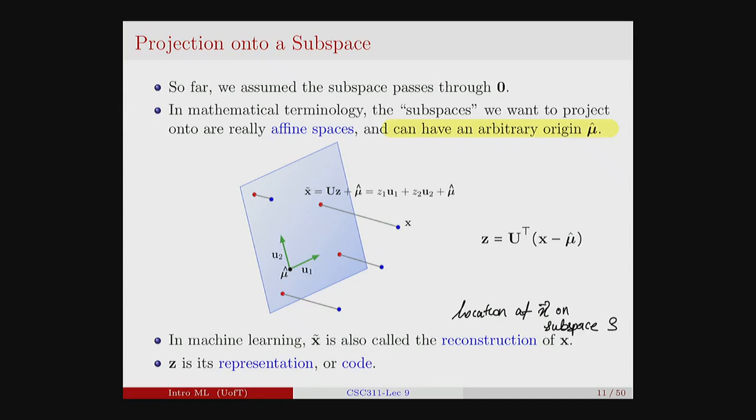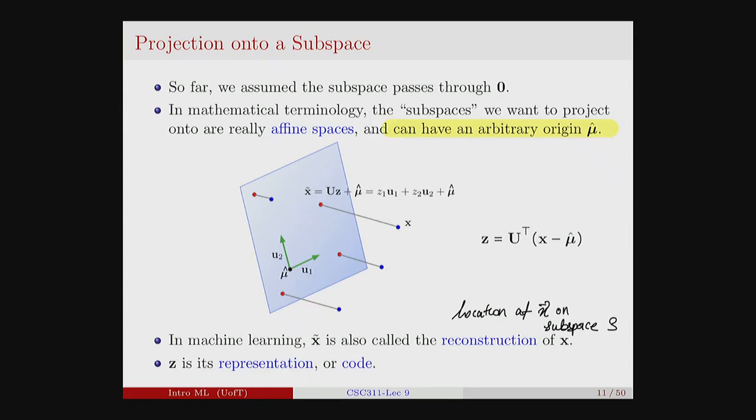So if this was the origin, we were previously assuming that all spaces sort of just existed and rotated around the origin. But I can represent the space equivalently as this space as long as I add mu hat, some vector that just shifts where the space is located. And so when you do this addition, it's called an affine space. And so these affine spaces enable us to have an arbitrary origin mu hat.